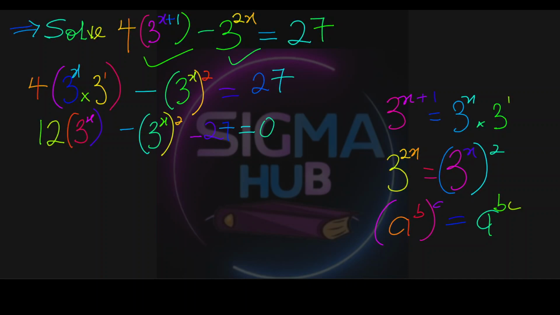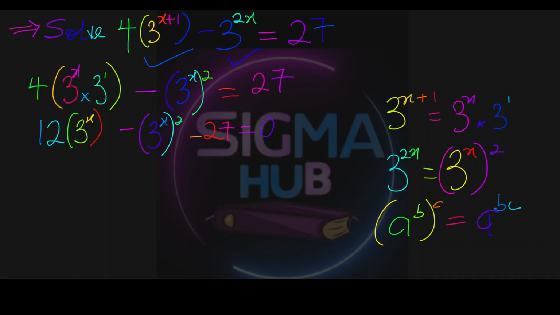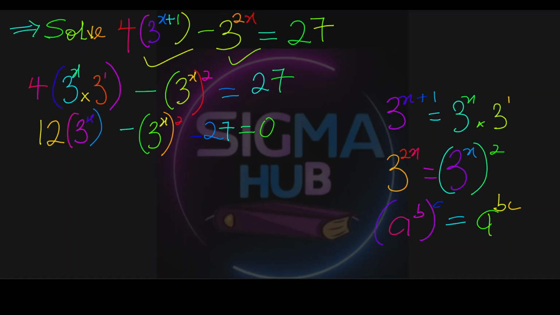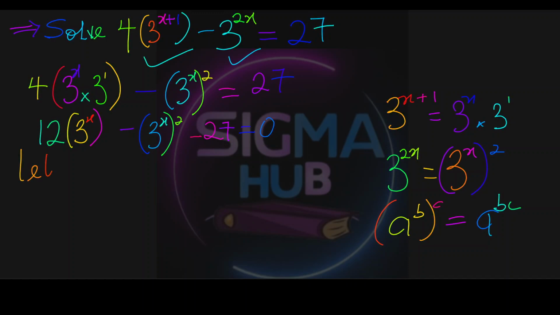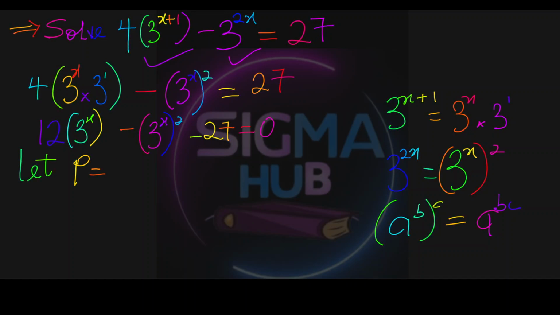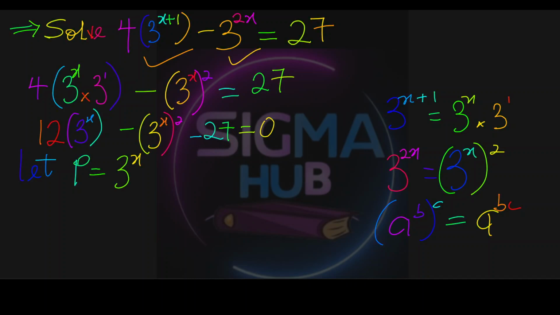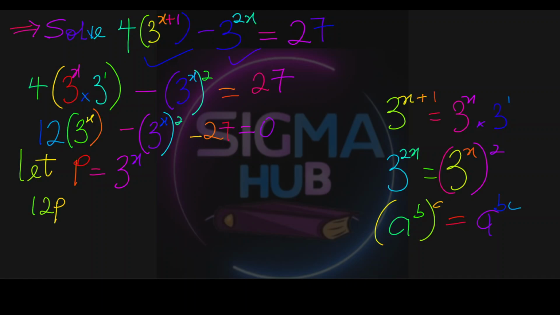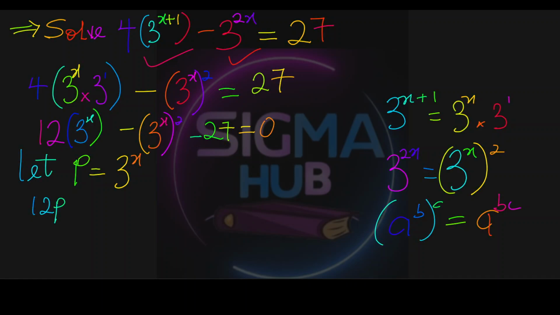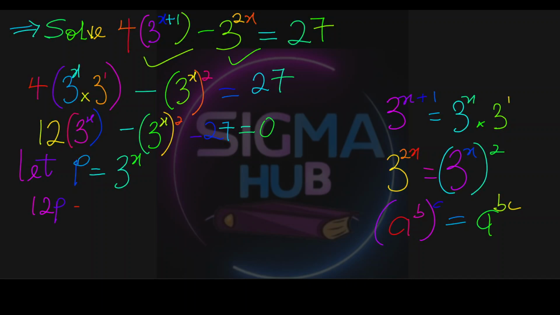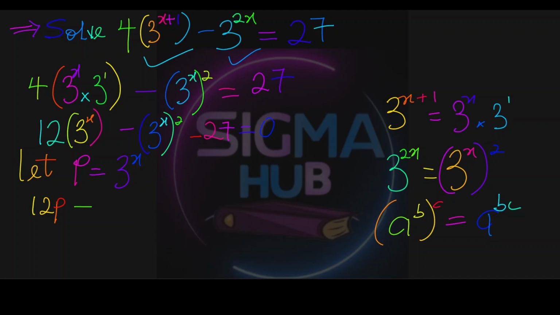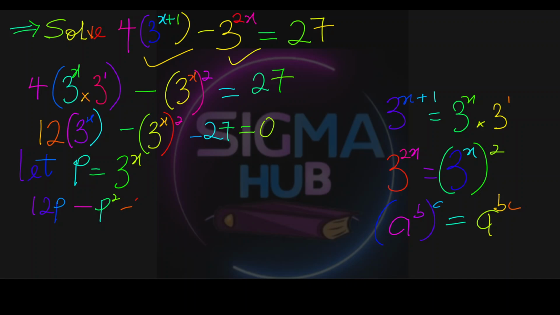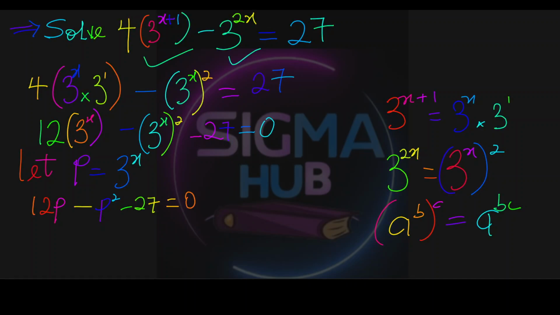So from here, we can now say let p equal to 3 raised to the power of x. So we can easily get that done. So we can say let p be equal to 3 raised to the power of x, such that our equation becomes 12p. It is 12 times 3 raised to the power of x, but 3 raised to the power of x is now p. So it becomes 12p minus 3 raised to the power of x, which is p. So that's going to be p squared now, p raised to the power of 2. Then minus 27. Everything equal to 0.